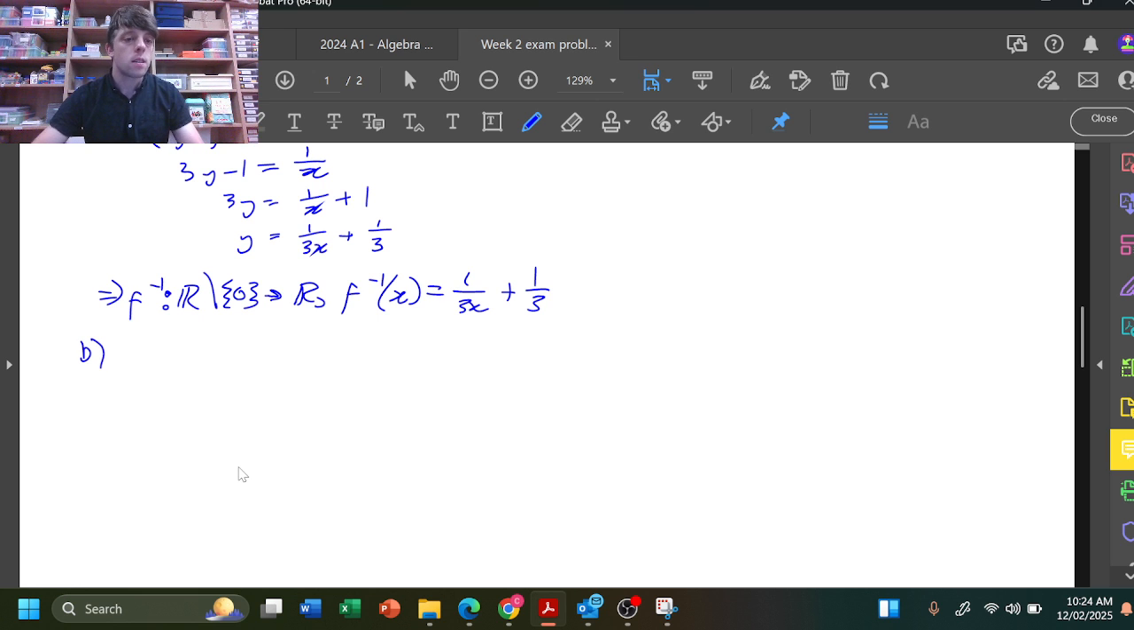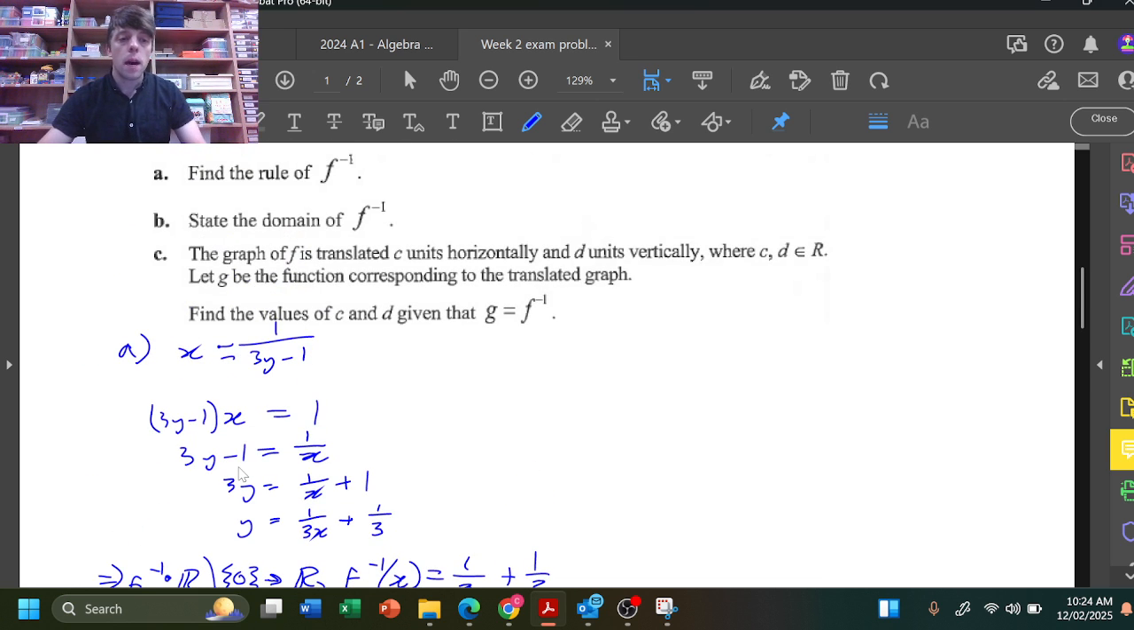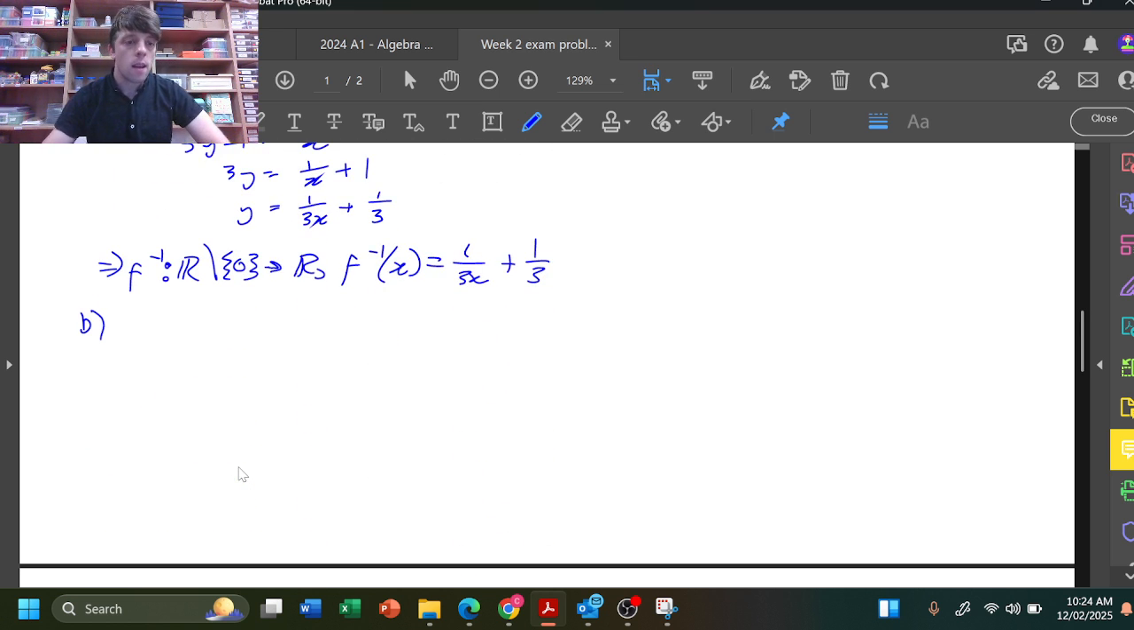Okay, let us consider now part B. Part B says state the domain of f inverse. Well, I've actually already done that. That's just this. So the domain is, and remember this is a restriction on the x values, all of the x's, so x is an element of all the real numbers excluding 0.